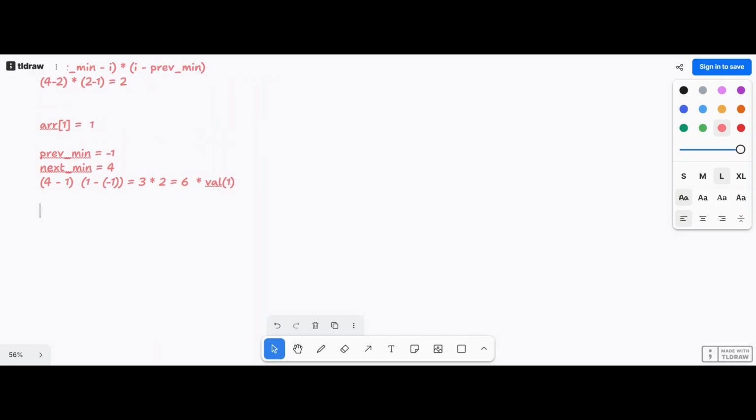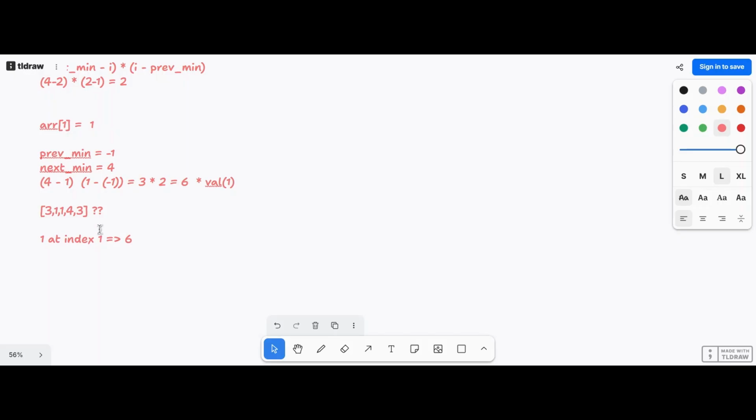Now the only question is, they have not said that the elements are unique. The example might be like this. So then what? How many times is the first 3 coming as minimum? Okay, let me consider this example rather than this one. How many times is the 1 coming? So for this particular 1, the 1 at index 1, I said that 6 times it's coming.